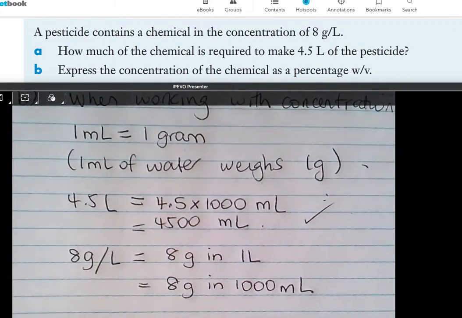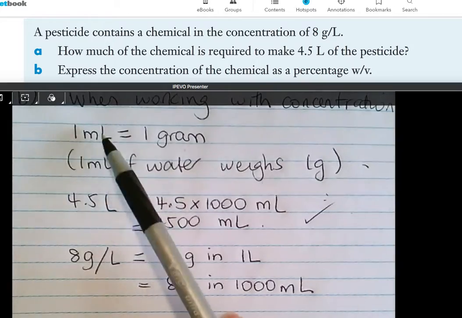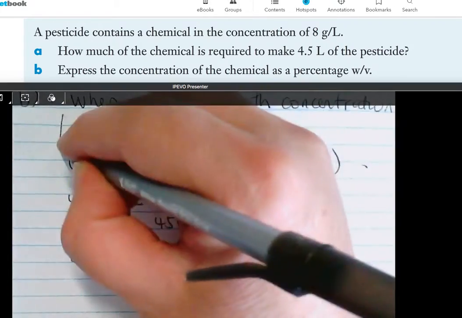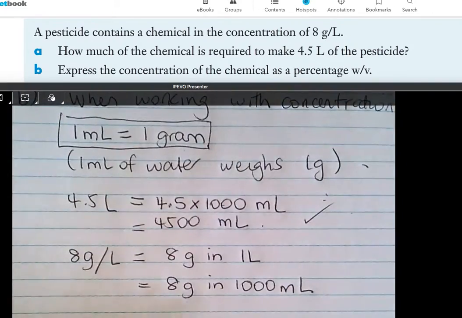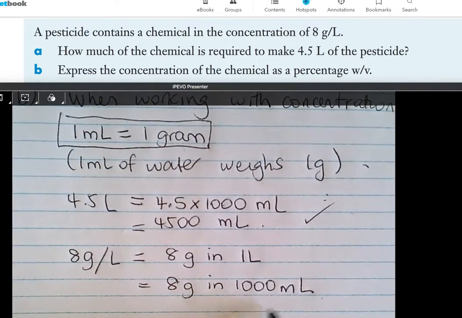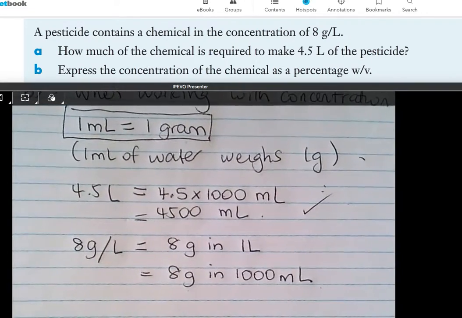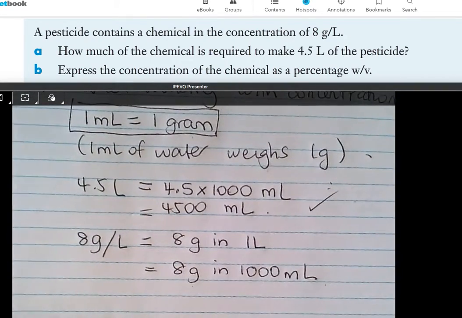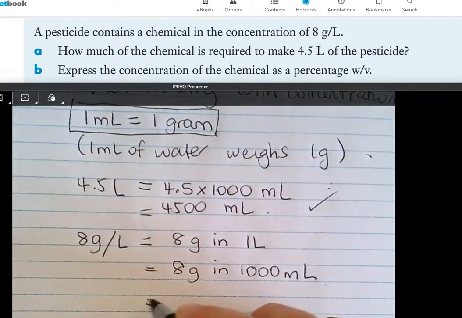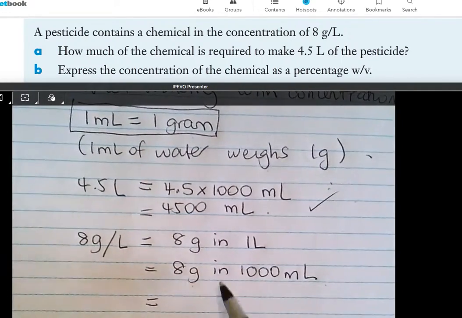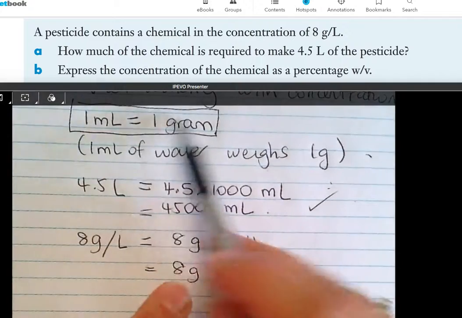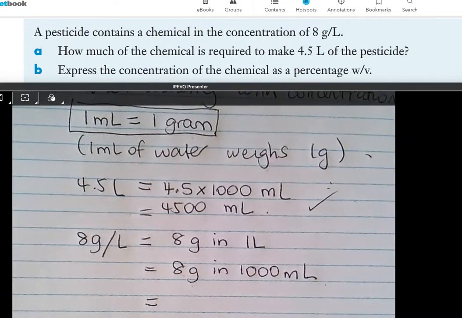Now, I've got 2 options here. Because 1 mil weighs 1 gram, I can either change the 8 grams into mils or I can change the 1,000 mils into grams. I can do it either way. Do you get what I'm saying? Now, I want a percentage weight per volume. Grams and mils are equivalent units. Do you get what I'm saying?